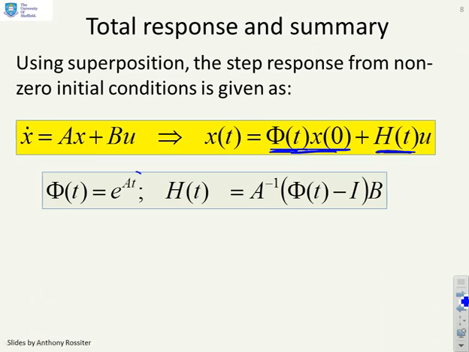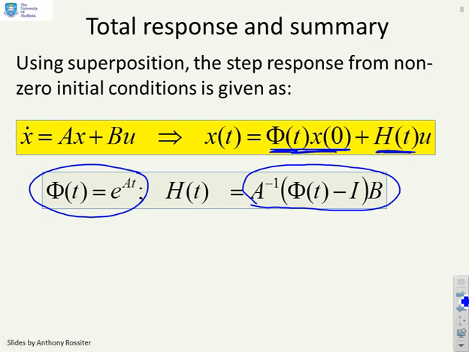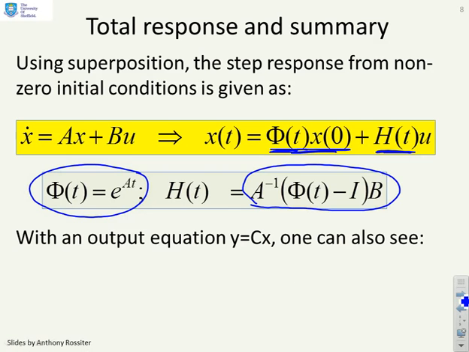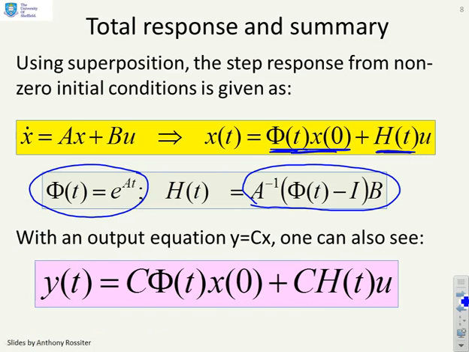And those are the definitions. So Φ(t) is e to the At, and h of t is A inverse times (Φ(t) minus I) times B. If you had an output equation y equals Cx, then you could very quickly write that y of t equals C times Φ x of 0 and C times h times u.